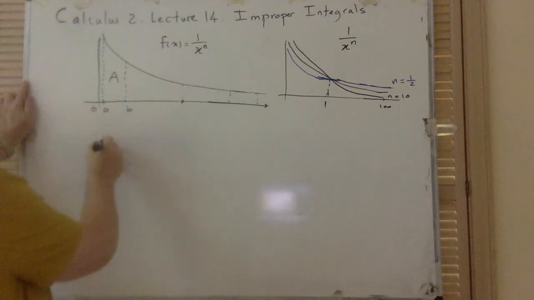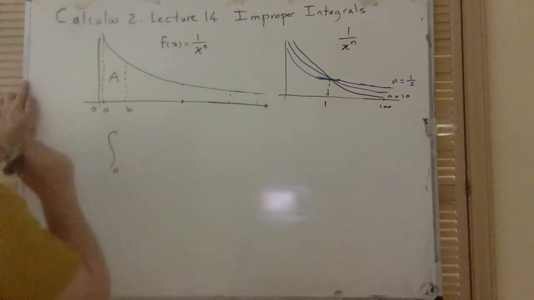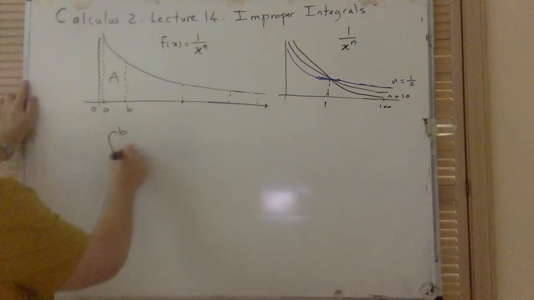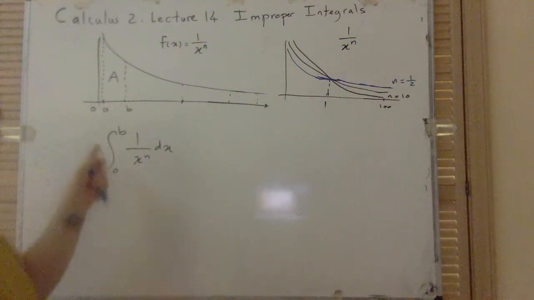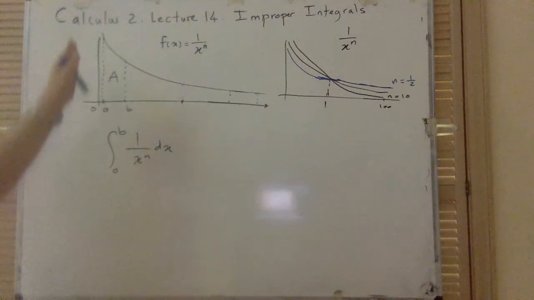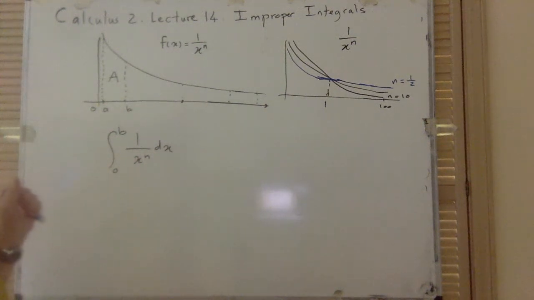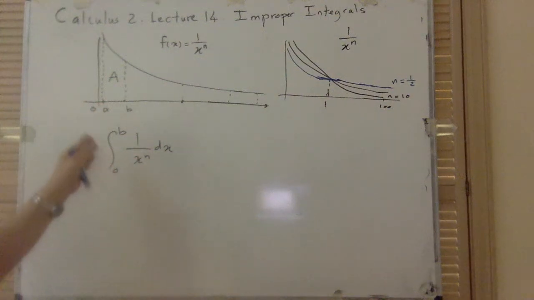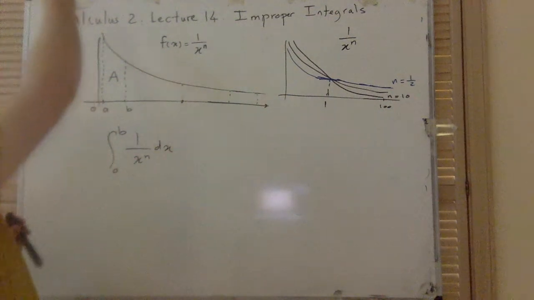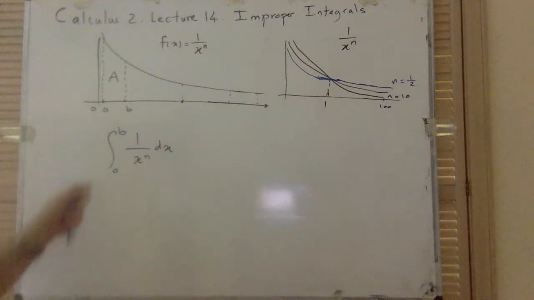So this one, I want to find the integral from 0 to b of 1 over x^n dx. And this function is not defined at 0. In fact, this line, x equal to 0, the y-axis, is a vertical asymptote for this function for any n bigger than 0. So it approaches this and goes to infinity. So this is also infinite.